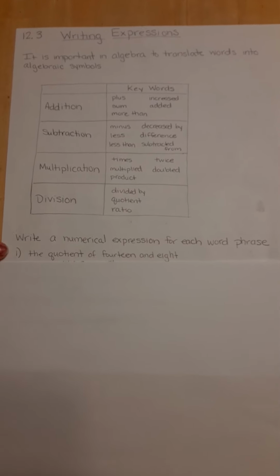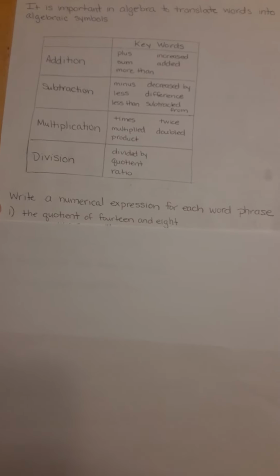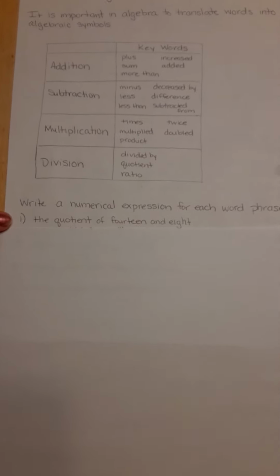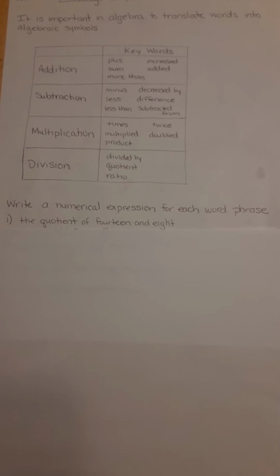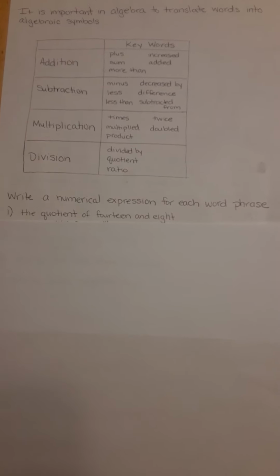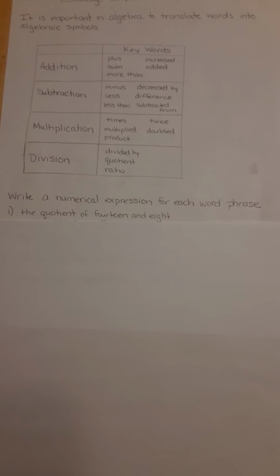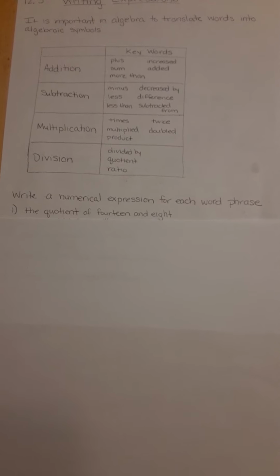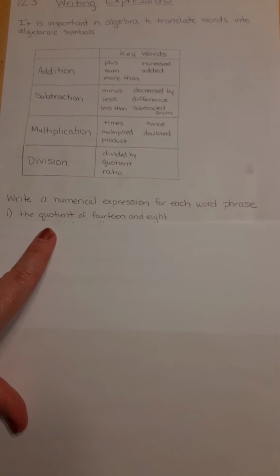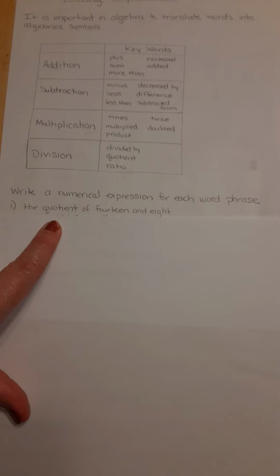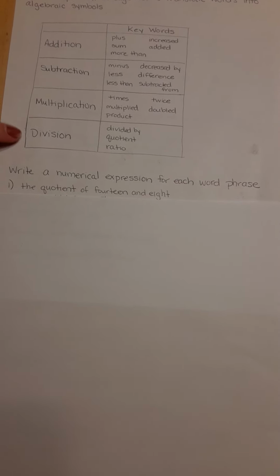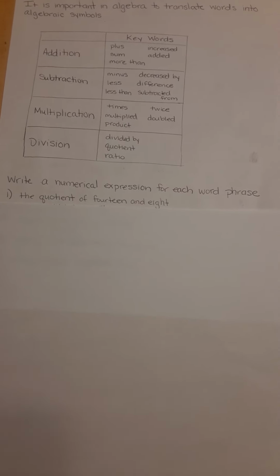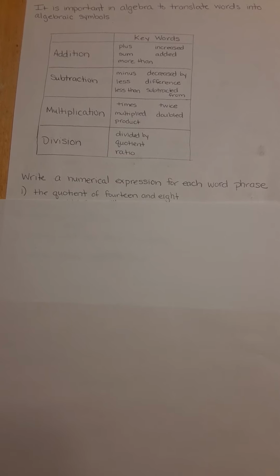Okay, so I need to write a numerical expression for each word phrase. So here, number one, I've got a word phrase, the quotient of 14 and 8. Now remember, numerical expressions means that there are no variables to it, okay? So we have the keyword quotient, so we're going to be talking about division. And when we deal with division and subtraction, we have to be very careful of the order that we put numbers in, that it matches with what our word phrase says.